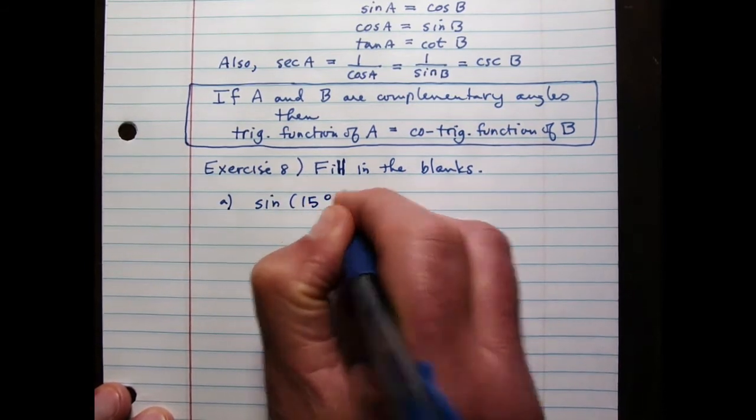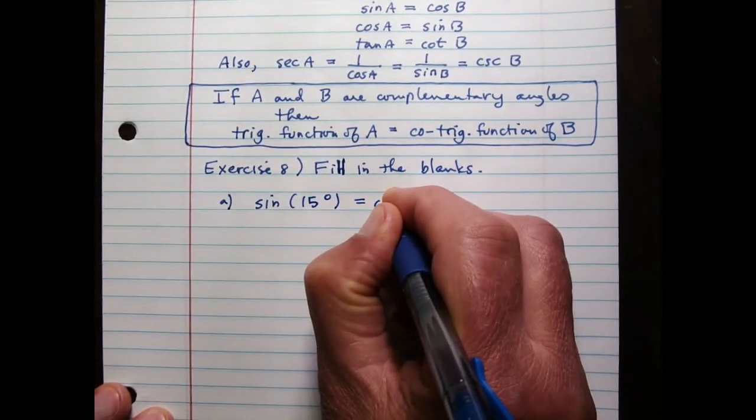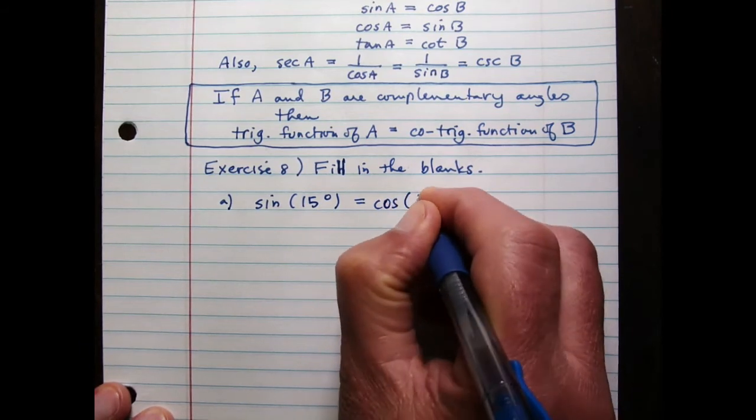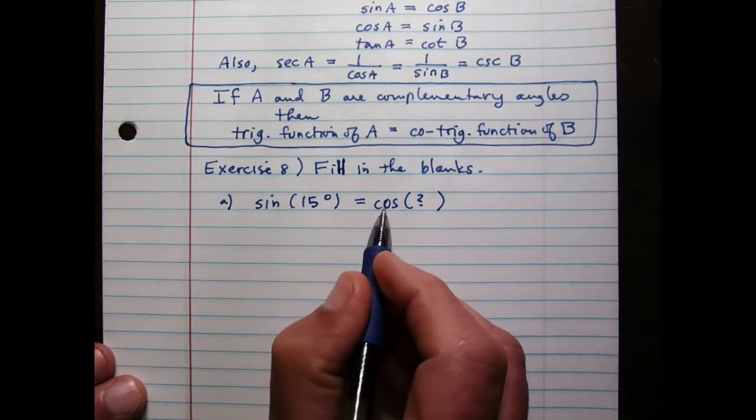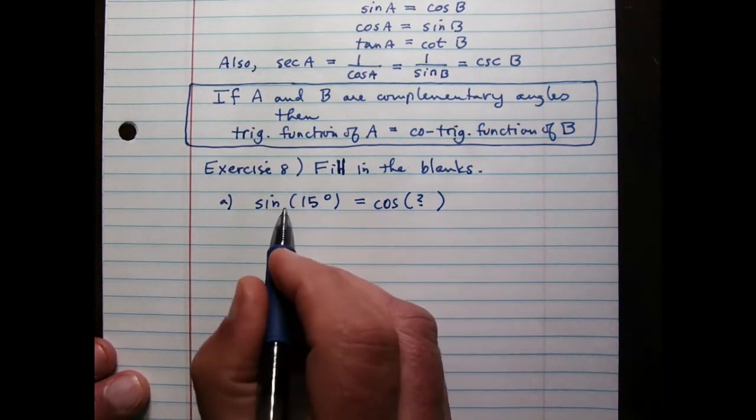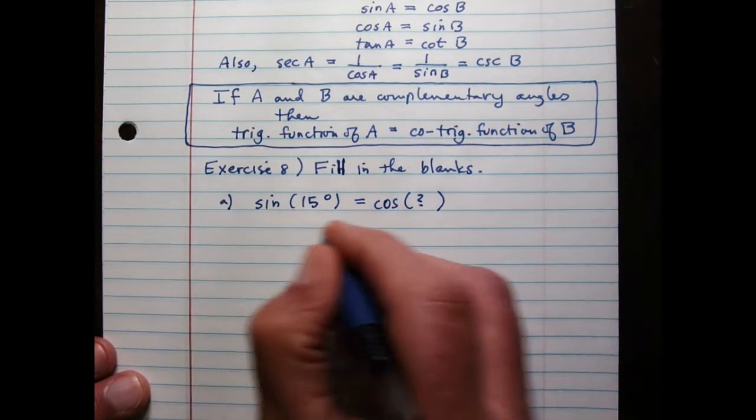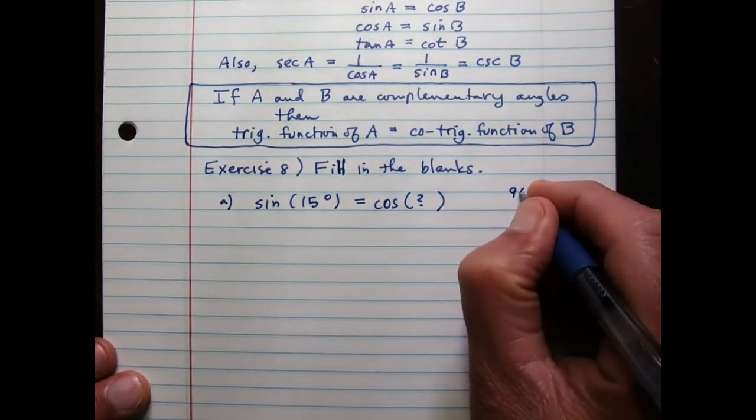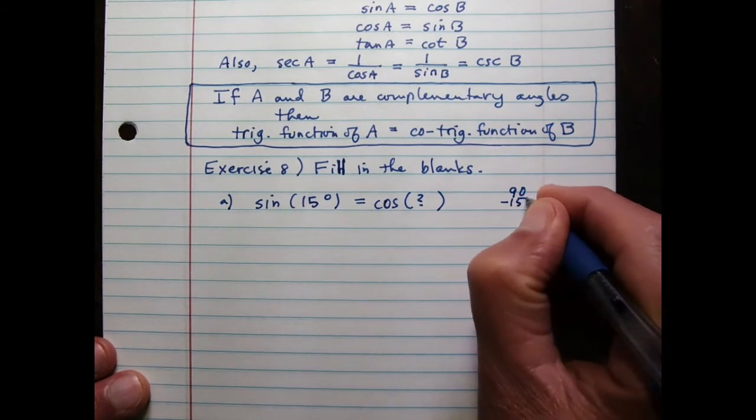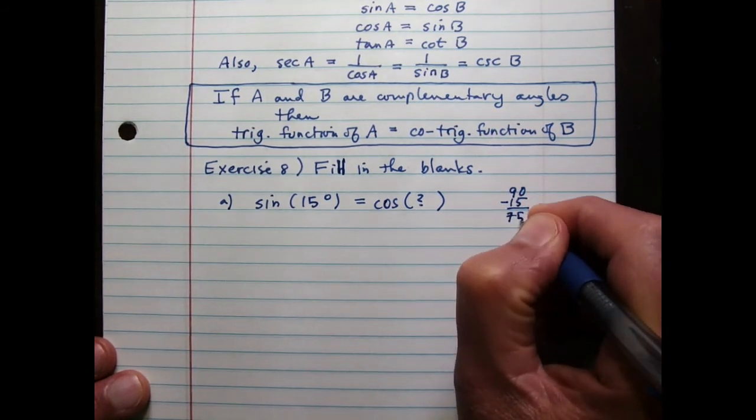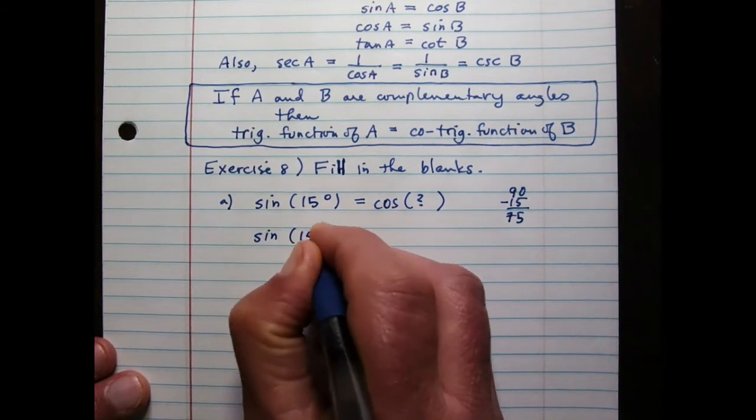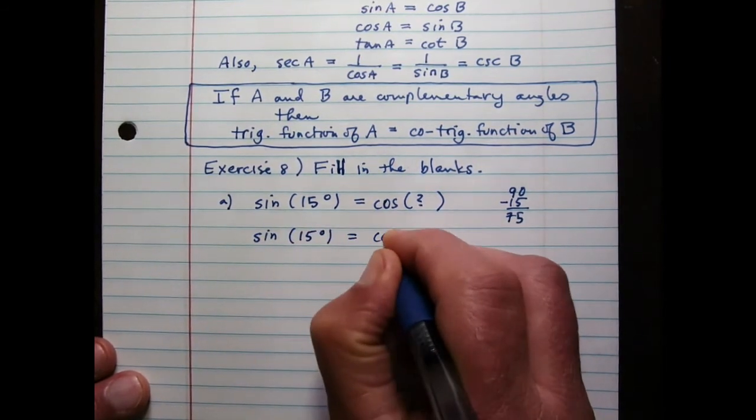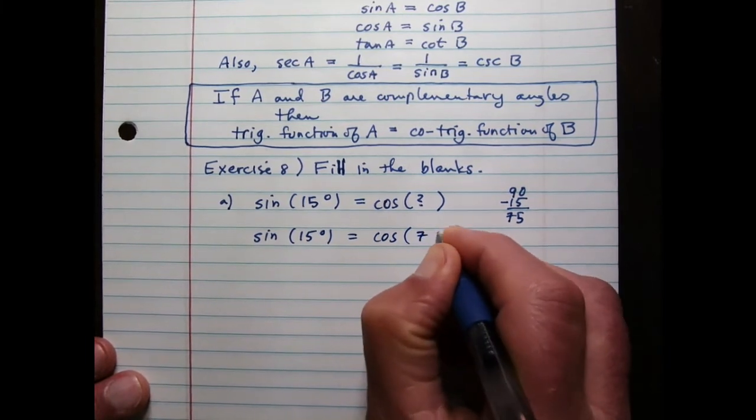Sine of 15 degrees equals the cosine of what? Well, sine and cosine are co-trig functions. So all I have to do is figure out the complement of 15 degrees. 90 minus 15 is 75. So sine of 15 degrees equals the cosine of 75 degrees.